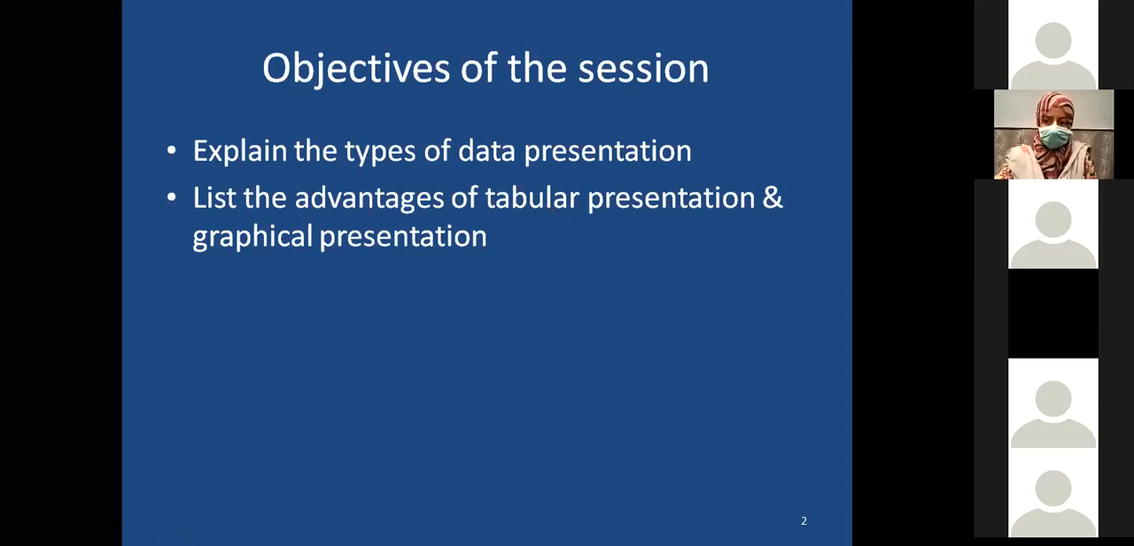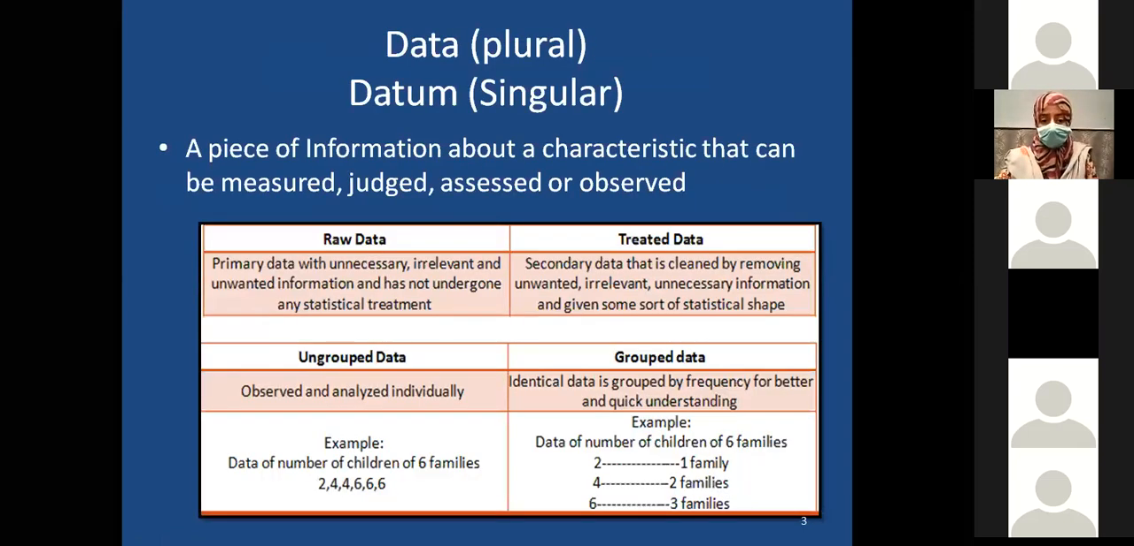of tabular presentation when presenting data in the form of tables, and then when you're presenting them in the form of graphs. What are their importance? So data is a plural word and datum is singular. So this is something that needs to be known. It's any piece of information about any characteristic that can be measured, judged, assessed or observed.